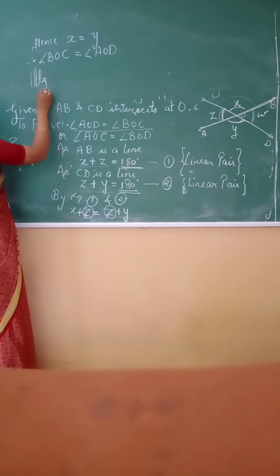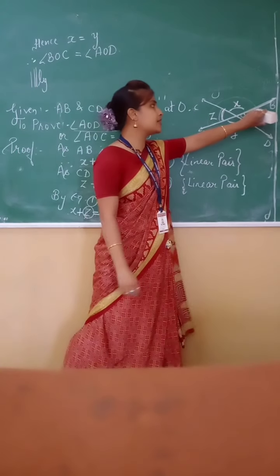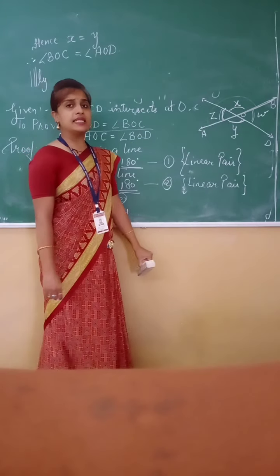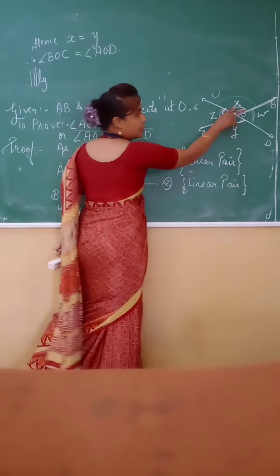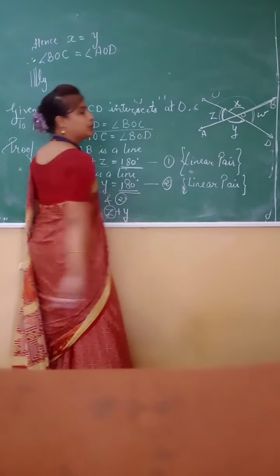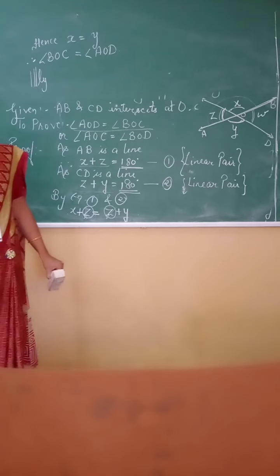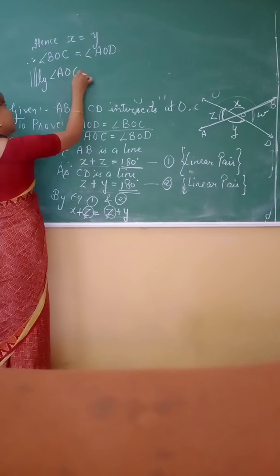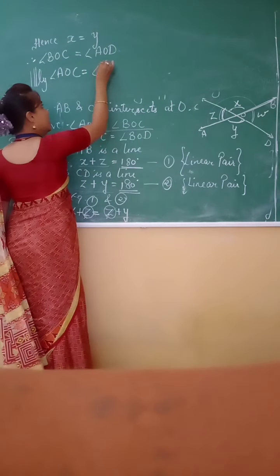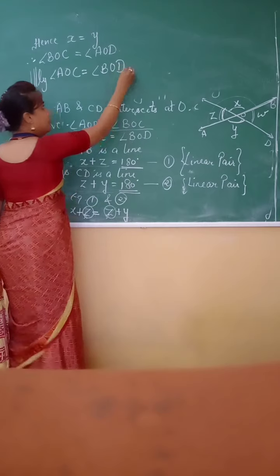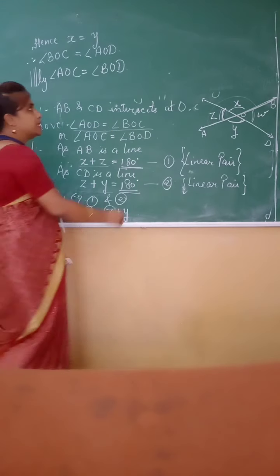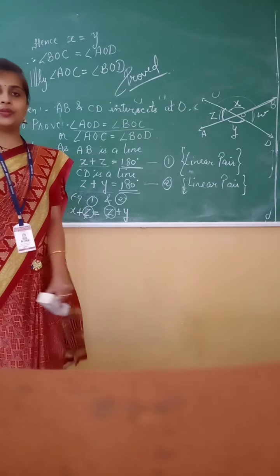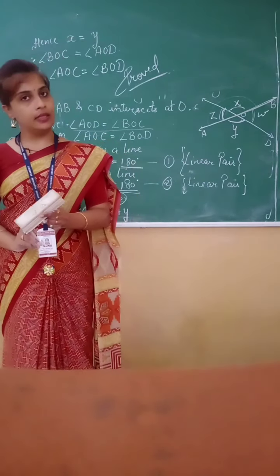Similarly, if we consider again x, w and x, z, if we consider these two lines and take the angles as x plus w equals 180 and x plus z equals 180, then again we will get that w and z are equal. So similarly we can say angle AOC is equal to angle BOD, that is the vertically opposite angles are equal. This is what we have to prove. Hence proved that the vertically opposite angles are equal.